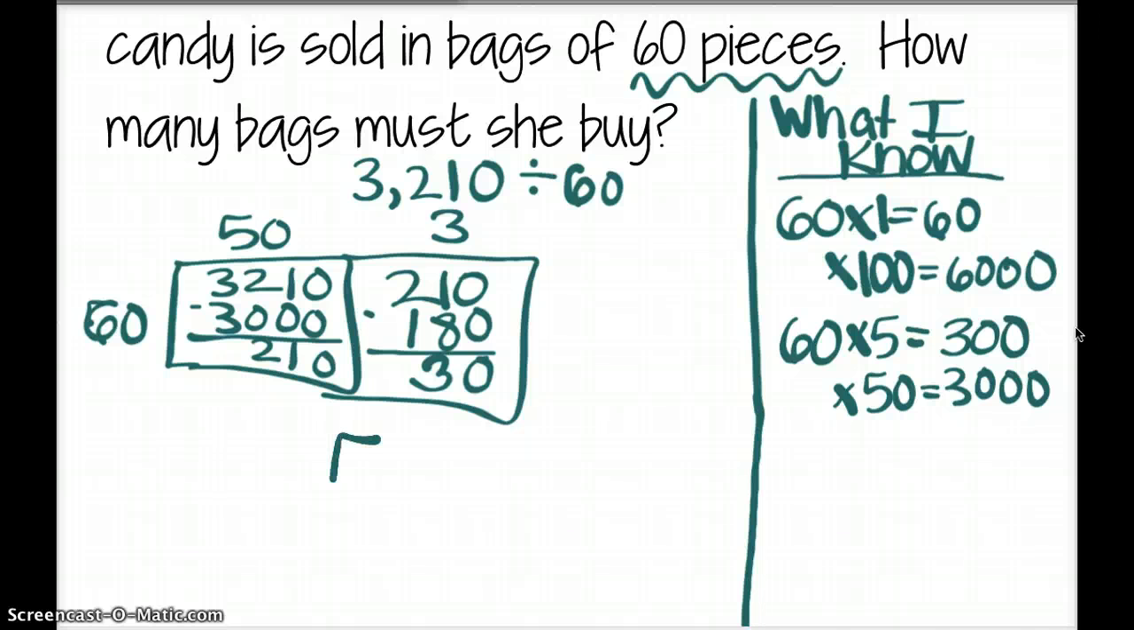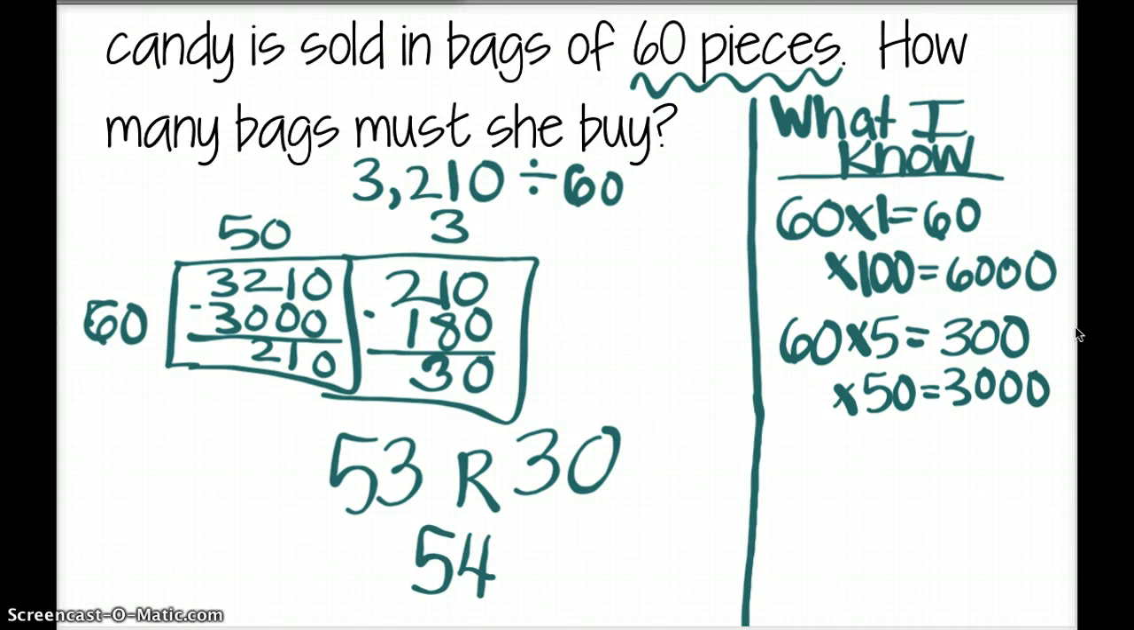So 53 bags with a remainder of 30. Can I buy a remainder of 30 bags? Can I buy only 30 out of 60 of a bag? No. So how many bags do I really need to buy? 54. I need to buy 54.